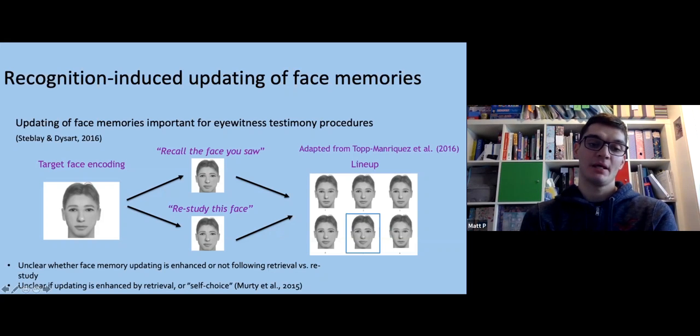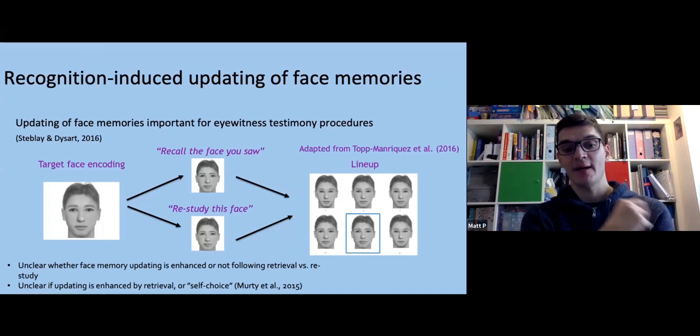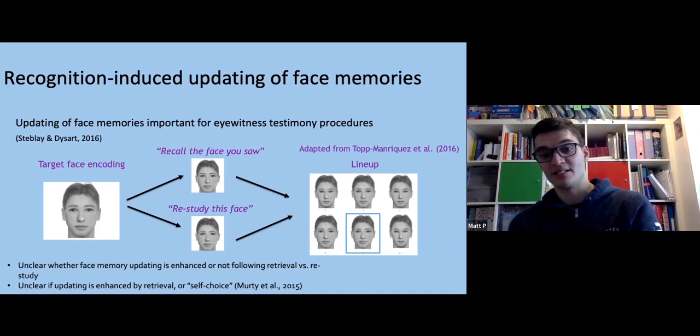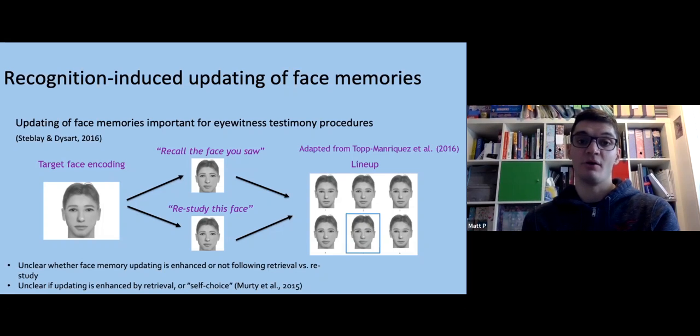We also wanted to account for, in this set of experiments, an effect called the self-choice effect. So this is related to the Bridge and Voss study in the previous slide. We wanted to control for this effect of self-choice, i.e. there's a big difference between a retrieval task where participants can select information based on their own memory, compared to a restudy task where they're given something to learn and memorize for a later task. And having that choice, having the ability to choose the information rather than having it given to you, has been shown in studies from Murty et al. to really influence your memory for that information later on. So that's also a factor that we wanted to control for in these experiments.